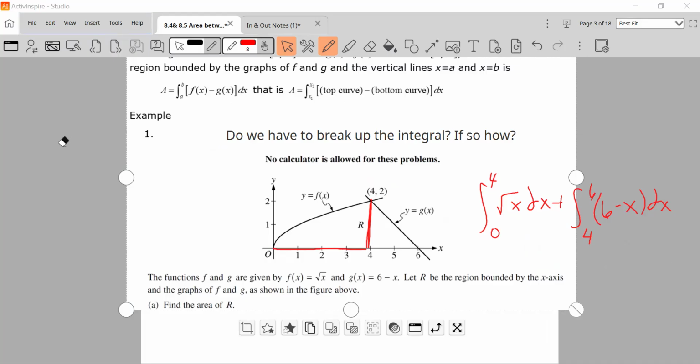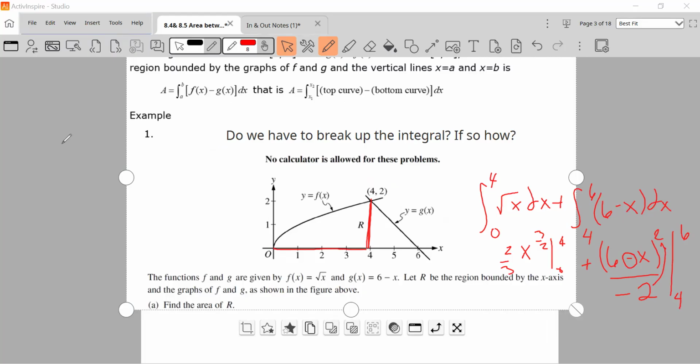Okay, we're going to integrate this, and this is going to give me x to the 3 halves times 2/3 from 0 to 4 plus, and then you can either make this 6x minus x squared over 2, or you can kind of do power rule for the whole thing. I personally like us trying to get more towards power ruling the whole thing because that's going to be easier overall. I'm going to divide by -2 because of the negative here and the exponent here. I'm going to evaluate from 4 to 6.